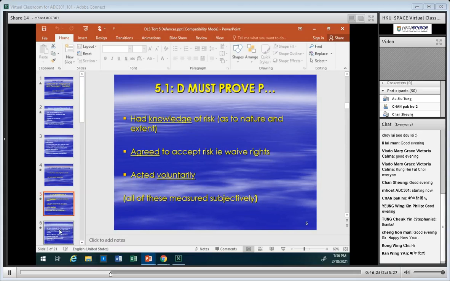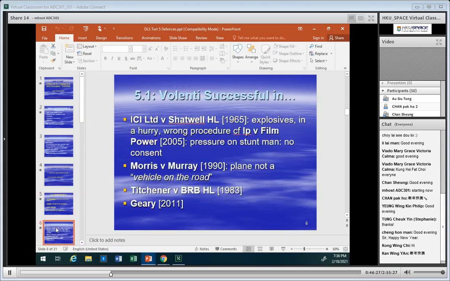All right, so let's have a look at cases on Volenti. In Shotwell, Morrison, Murray, Titchener and Geary, the defence of Volenti all succeeded, but the defence did not succeed in Imperial Chemical Industries and Film Power. So I would say the must-know cases here are Shotwell and Film Power, because you've got two cases with contrasting results. Always good to learn cases which have contrasting results. I won't say on similar facts, but they are contrasting results.